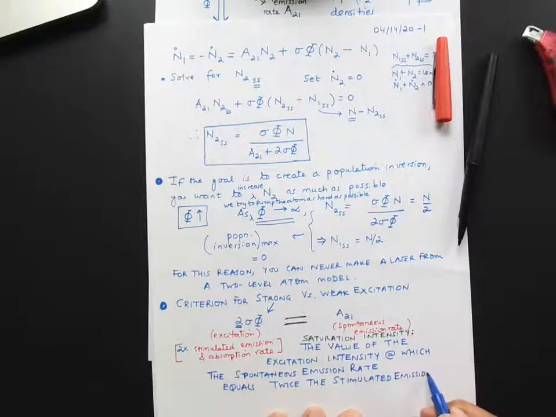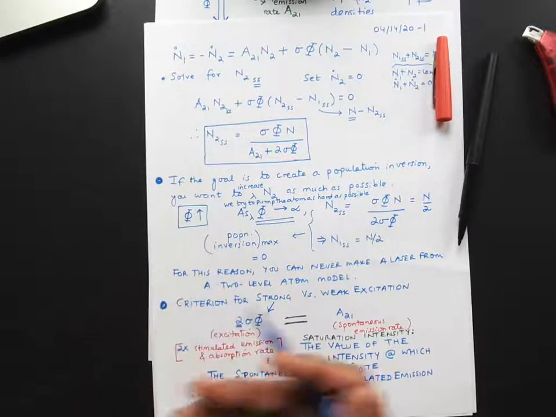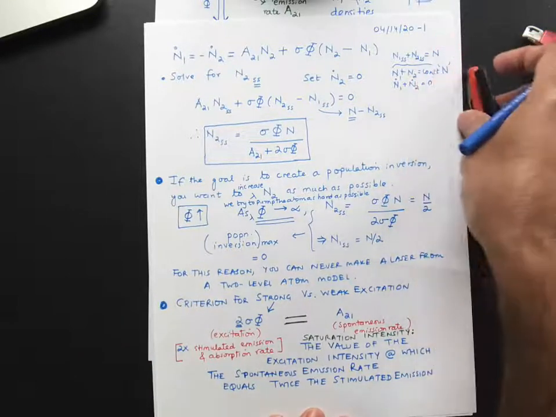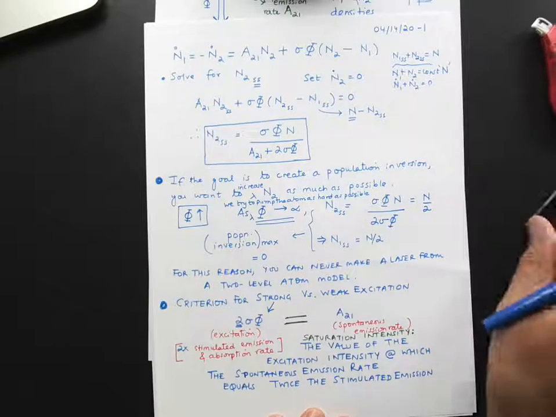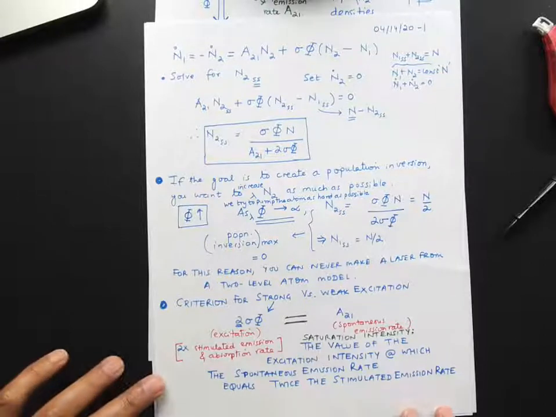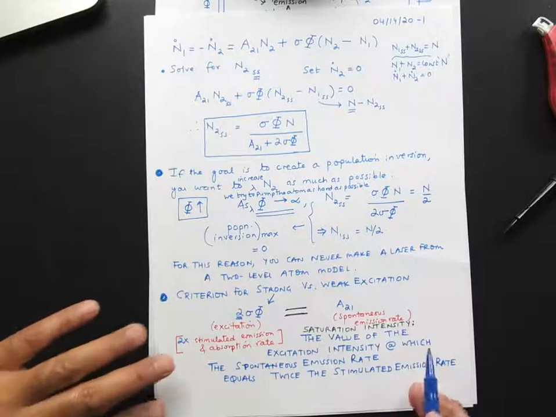Just by the nature, the definition of stimulated emission, remember? It happens only when another photon happens to be in the vicinity of an excited atom. So, of course, it depends upon the excitation intensity. Twice the stimulated emission rate. Okay? And now this is the value of the excitation intensity. So what is that value?